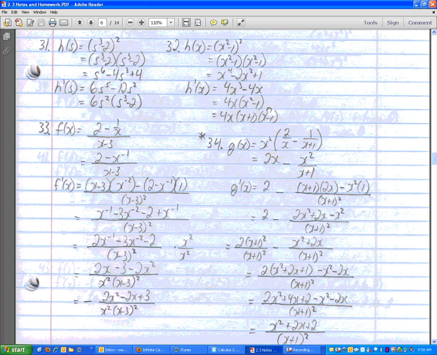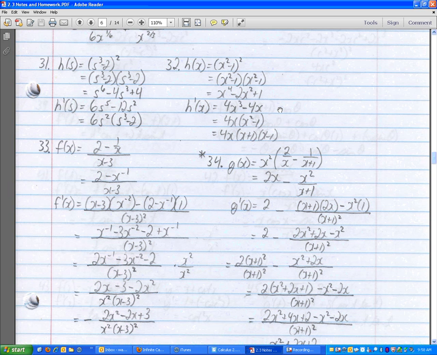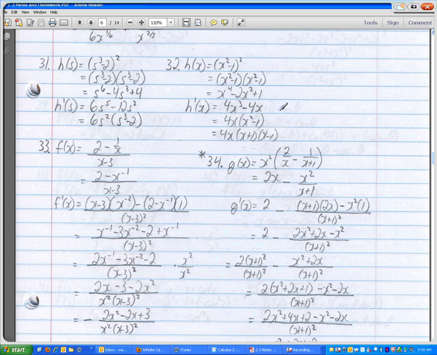Which one did you want to see, 32? Yeah. All right, on 32, the directions just say to find the derivative. They don't tell me that I have to use a certain rule. So what I did on 32 is I just squared that. Once I squared it, then I could have done this back in section 2. So I squared it, then took the derivative of each term.